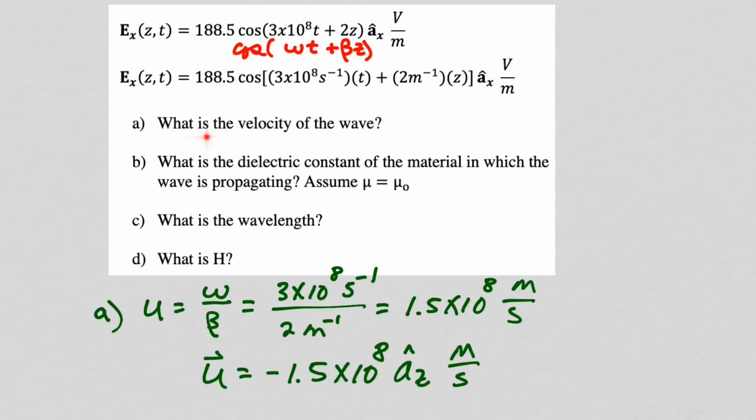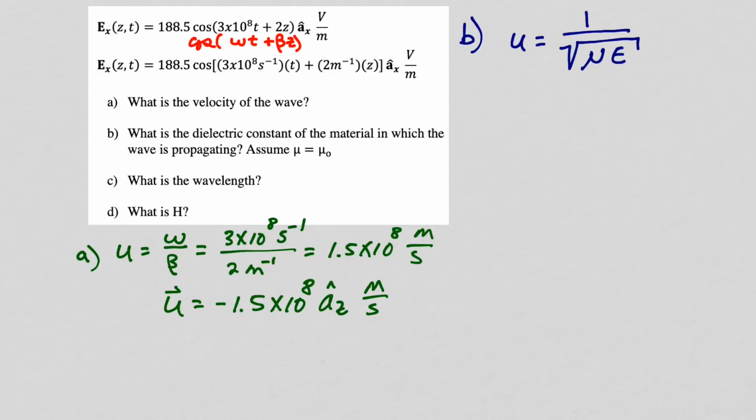So the answer for part A is the velocity is 1.5 times 10 to the 8th meters per second in the minus z direction. Now in part B, you're asked to find the dielectric constant of the material in which the wave is propagating, and you're told that the material is non-magnetic, so that mu is equal to mu 0. You know that this wave is propagating in a dielectric because in free space the velocity would be 3 times 10 to the 8th meters per second.